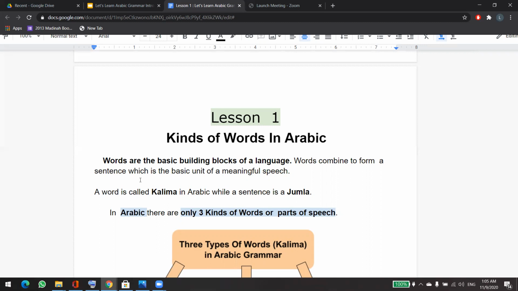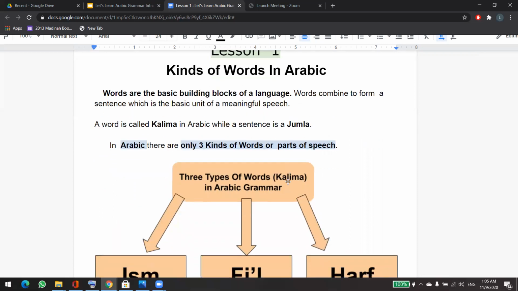And as you all know, words are the basic building blocks of a language, and words combine to form a sentence, which is the basic unit of a meaningful speech. In Arabic, a word is called kalima, and the sentence is called a jumla.